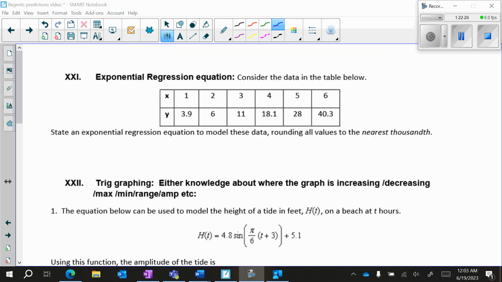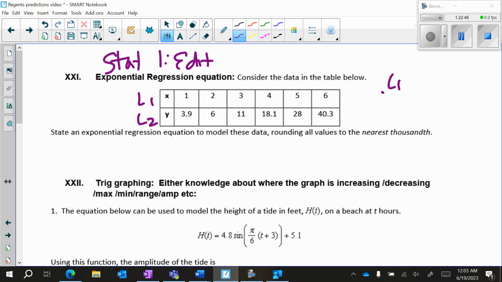Okay, will exponential regression be on it? I don't know. It was on 1 recently, so maybe 1 to 2 recently. So let's go over how to do this. First, you're going to press Stat, and you're going to go to number 1, which is Edit. And you're going to enter the data in L1 and L2. So in L1, you're going to put in the X values, and in L2, you're going to put in the Y values.